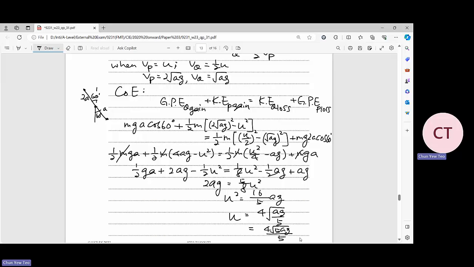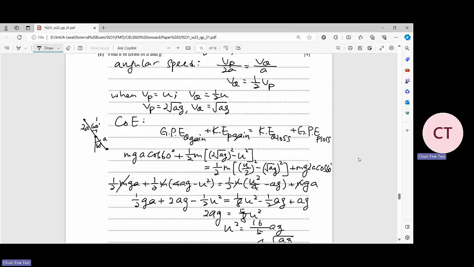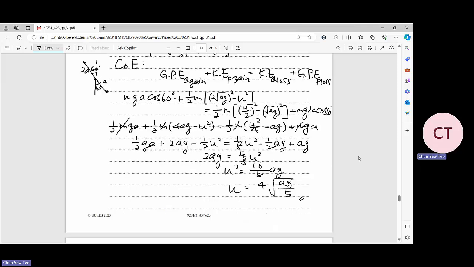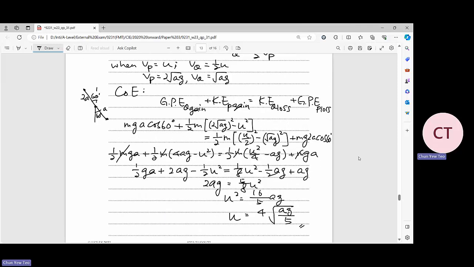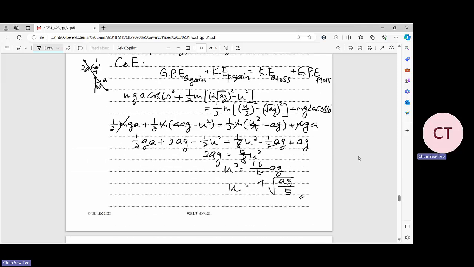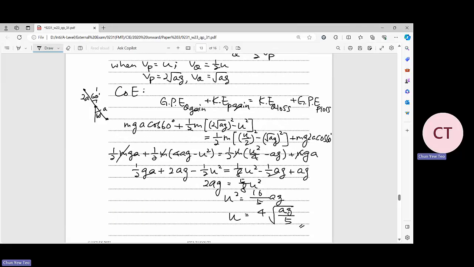but I don't think it's needed. You can just leave it as 4 square root of ag over 5. So I think leaving the answer like this will be good enough. That will be the answer for U in terms of a and g. Okay, move on. Oh, done. So this will be the last question for this paper, I'll stop the video here.